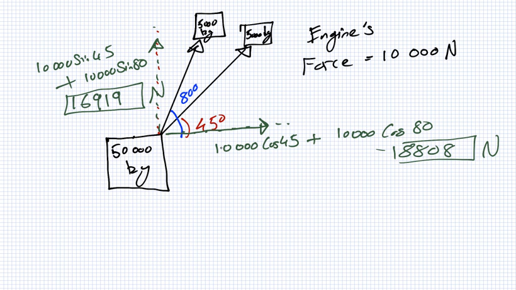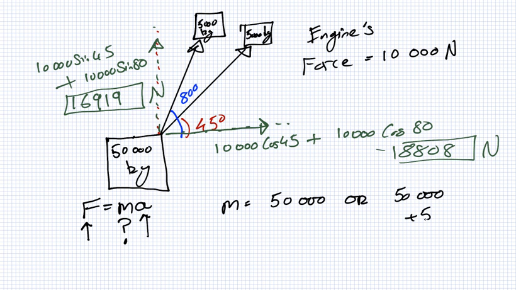Okay, so we have F equals ma. Now the F here is the total force acting on the ship. That's fine. And the acceleration, I think, is what we're looking for. So the question here is what to use for m. So is m equal to 50,000 or 50,000 plus 5,000 plus 5,000? Well, let's just have a look here.